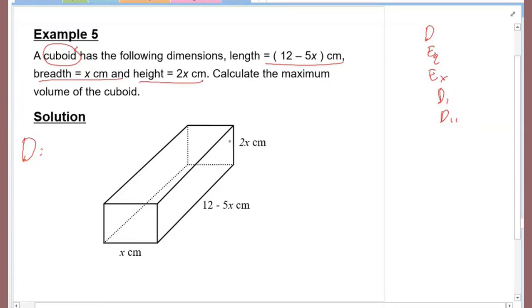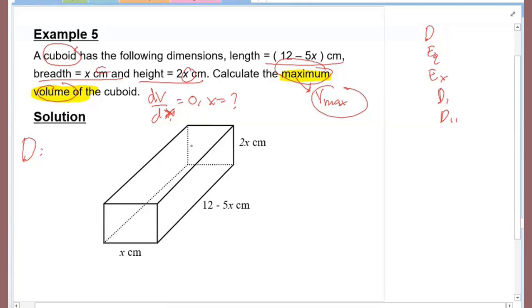Draw. Okay, then after that, calculate the maximum volume. So the question wants us to find the maximum volume. Maximum, you need to differentiate, dv over d something. So find dv dx, because you're using x. Okay, and then find when it's equal to 0, find the value of x, and find the maximum volume. Find the maximum volume, substitute.